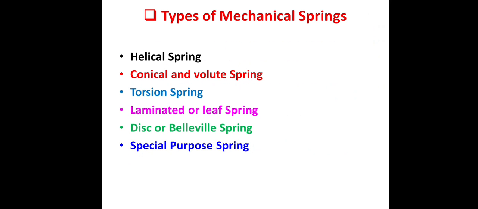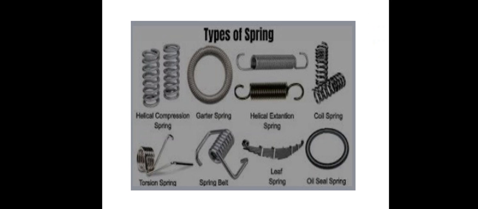There are various classifications of springs. Number 1, helical spring, conical and volute spring, torsion spring, laminated or leaf spring, disc or bevel spring, and special purpose springs. Some of the springs are made for special purpose applications. These are the various classifications of springs.